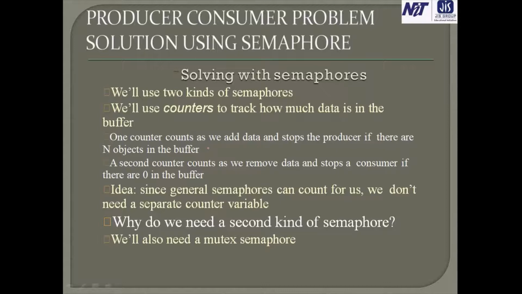The second counter counts as we remove or consume the data, and it will stop when the value is 0. That means all the data has already been consumed and there is nothing left. The main idea is that since the general semaphore can count for us, we do not need a separate counter variable, because a semaphore has a counter variable s. We also need a mutual exclusion semaphore.